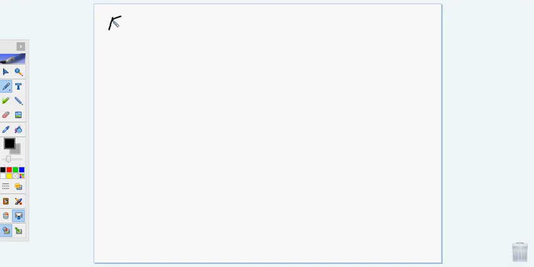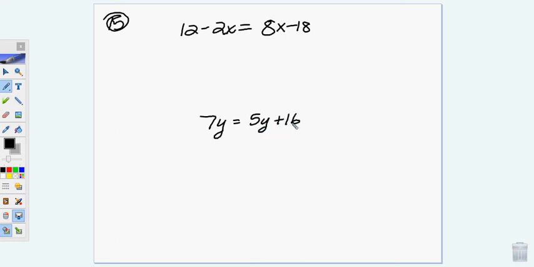12 minus 2x equals 8x minus 18. 7y equals 5y plus 16. Okay, so what I'm looking at here is 10x equals 30. x equals 3. And down here I've got 2y equals 16. y equals 8.